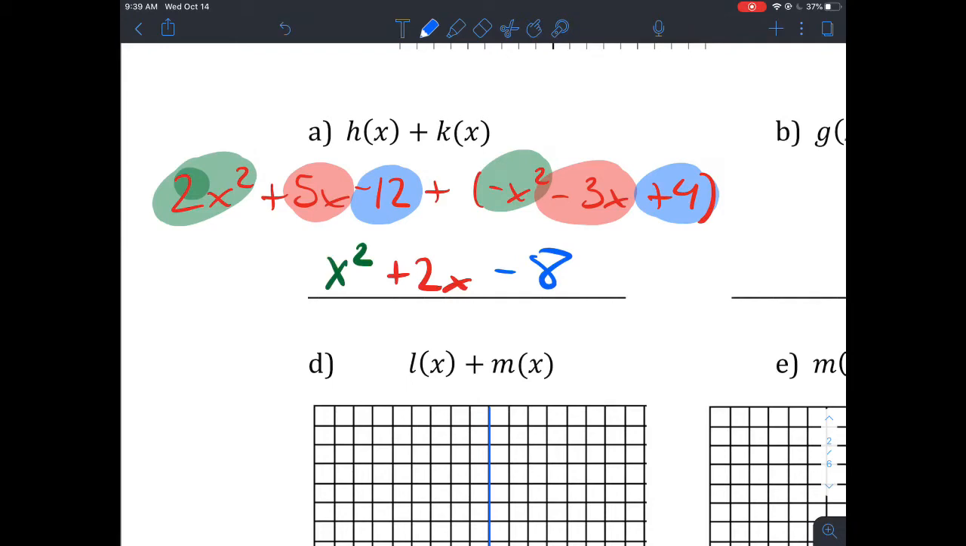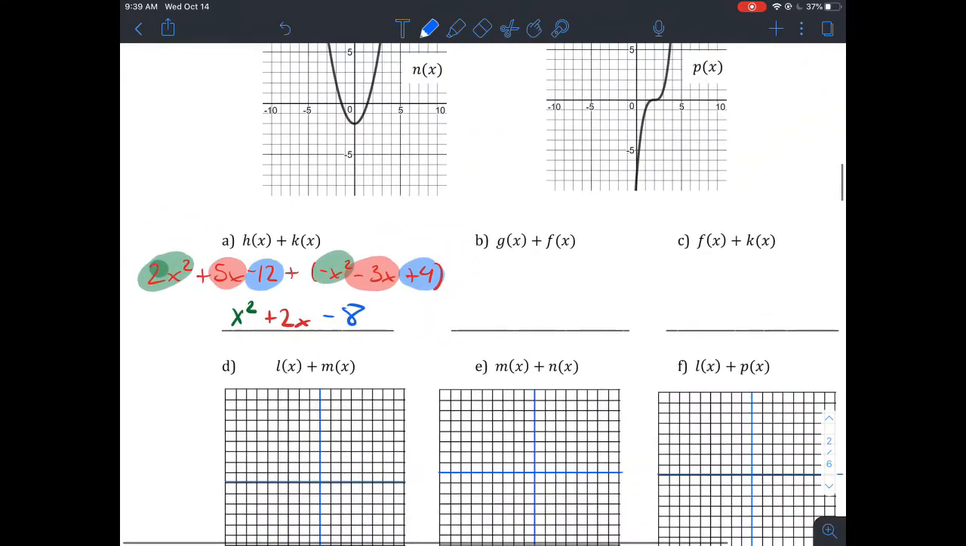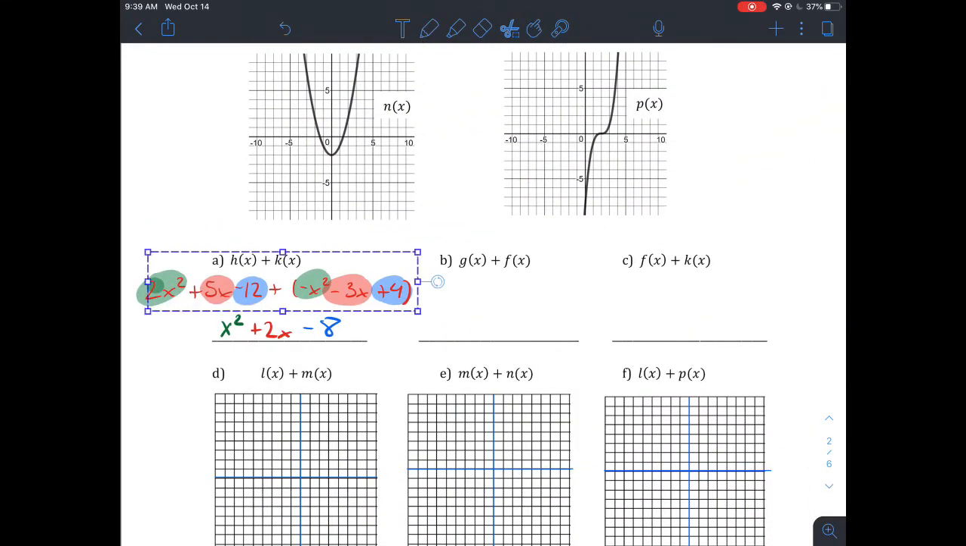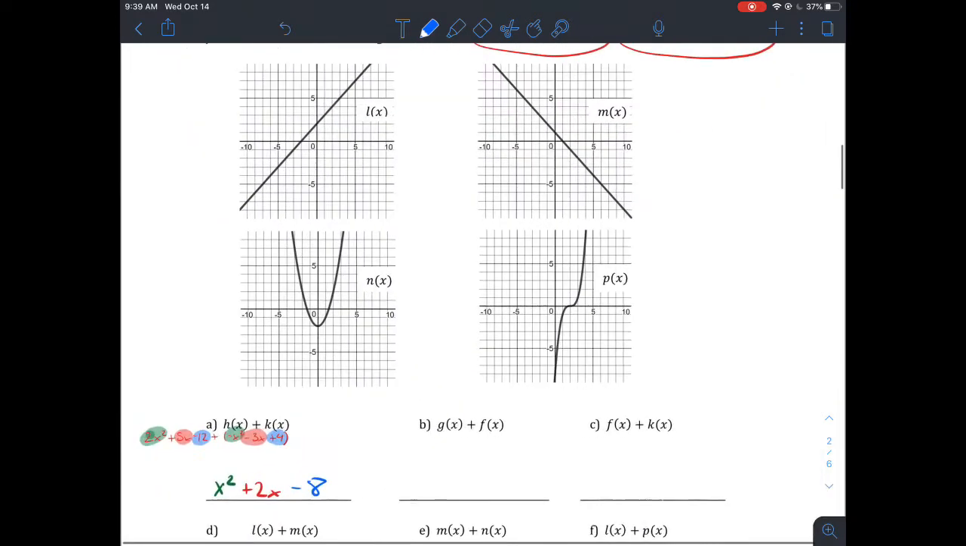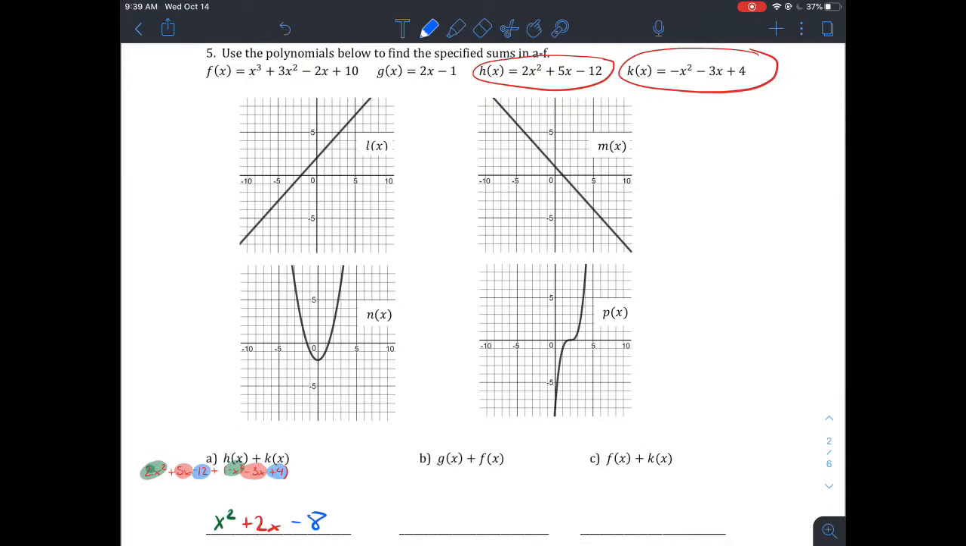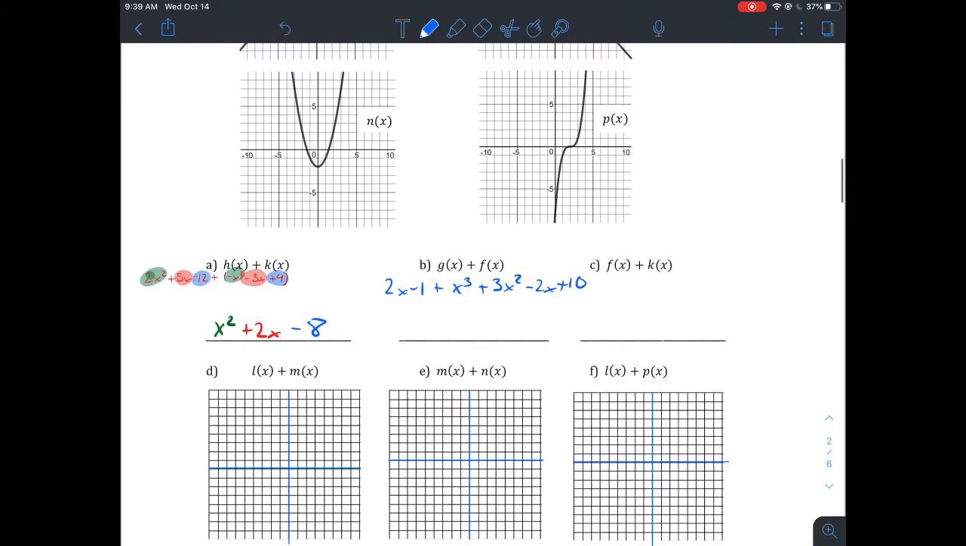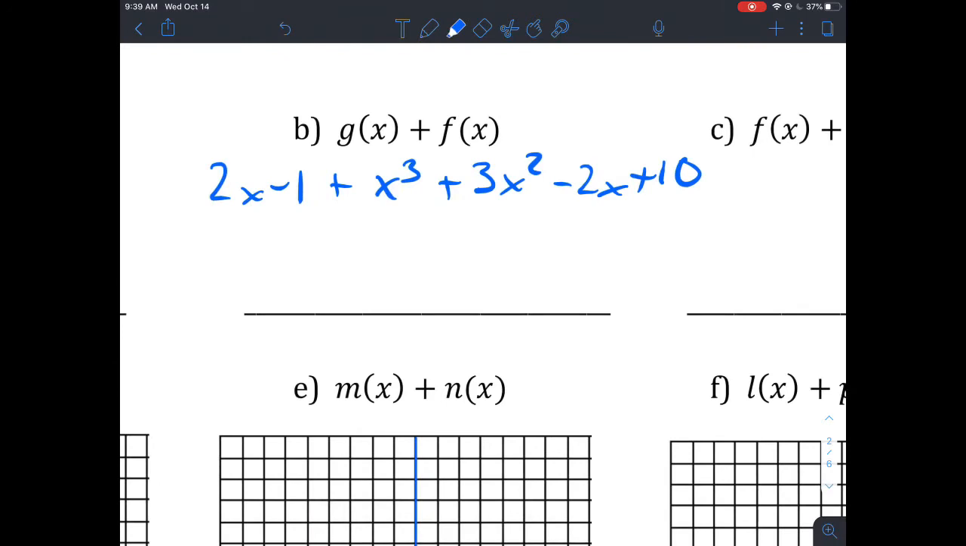Like I said, when you are adding polynomials, all you're doing is combining like terms. So let's try the next one. Now we've got g of x plus f of x. Our g of x is 2x minus 1, and our f of x, we're going to add x cubed plus 3x squared minus 2x plus 10. So now let's combine like terms. Right off the bat, we don't have anything to combine with the x cubed, so it's just going to stay by itself.